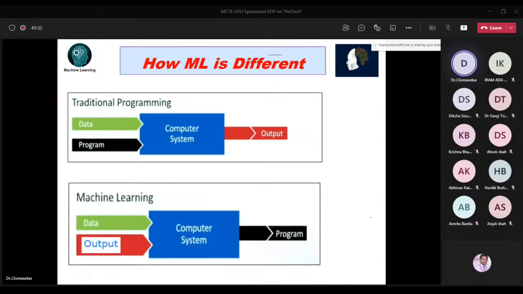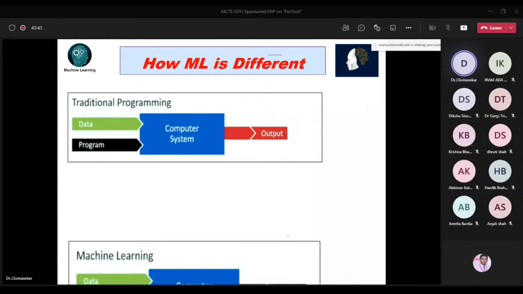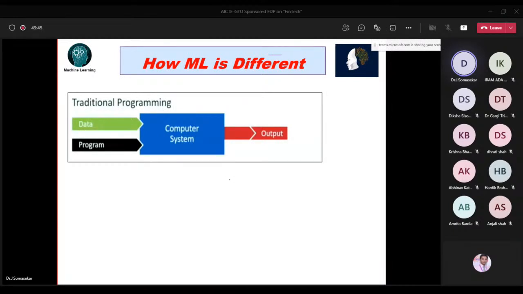Now come to machine learning. In machine learning, what happens? Data and output are the input to the system. Based on that, we can make a program. I think it's difficult to understand what that means, so let us see clearly. Suppose X, and just now I explained Y: 1, 2, 5, 6. This is the data available. X is the input, Y is the output, or we can call it a response variable or target variable.